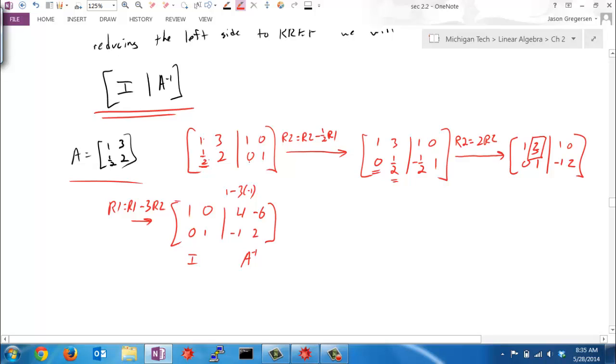And of course the nice thing is this can work with larger matrices as well. If this was a 3 by 3 or a 4 by 4 or larger, this process would work. Any questions about this process? We're going to go through a little bit of why this works in a little bit. So right now it's a process that we can go through to find the inverse.